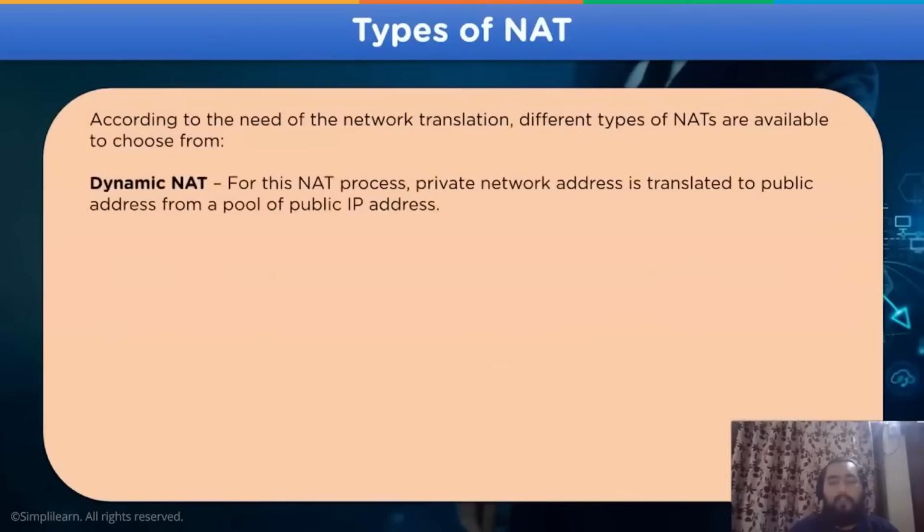The next type of NAT process is known as dynamic NAT. For the dynamic NAT process, private network addresses are translated to public addresses from a pool of public IP addresses available to the communication channel. That is something similar to this.